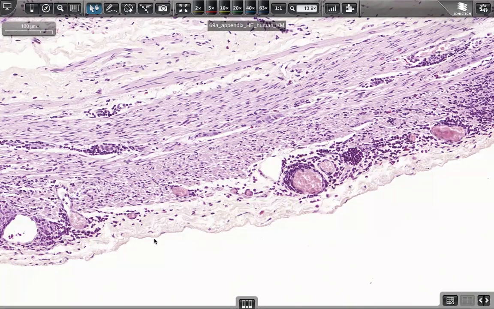Last layer, that's the adventitia. This is the adventitia. Serosa, sorry.